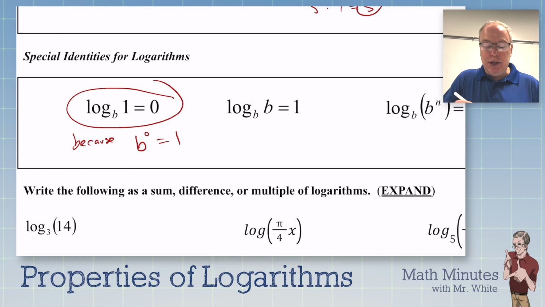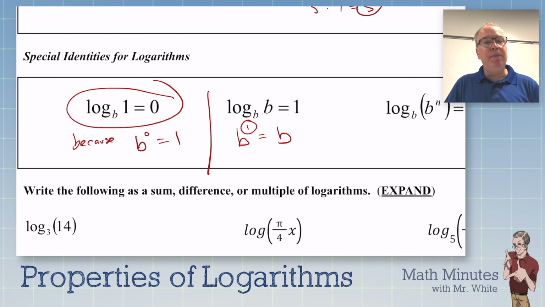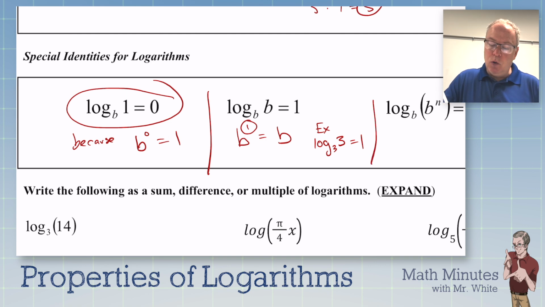Okay, what about log base b of b? That kind of sounds strange, doesn't it? Log base b of b. Well, b to the first is the same thing as b. So answers to logs are exponents. So the log base b of b is always 1. So here's an example. Log base 3 of 3 would just be 1 because 3 to the first is 3. Okay, that's one of those special ones.